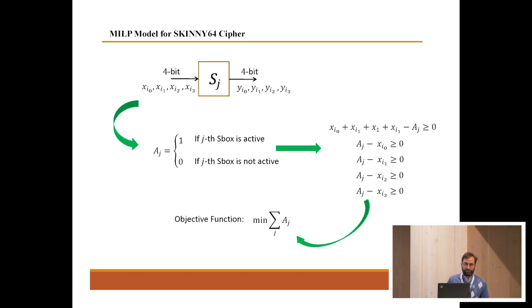To describe the active or passive S-boxes, we need to consider another value like A_j for any S-box. So we have 4-bit to 4-bit S-boxes. If the S-box is active, it's 1, and otherwise it's 0. To describe this in a MILP model, we have these equations, and our aim is to find the solution for the minimum of the value of this summation.